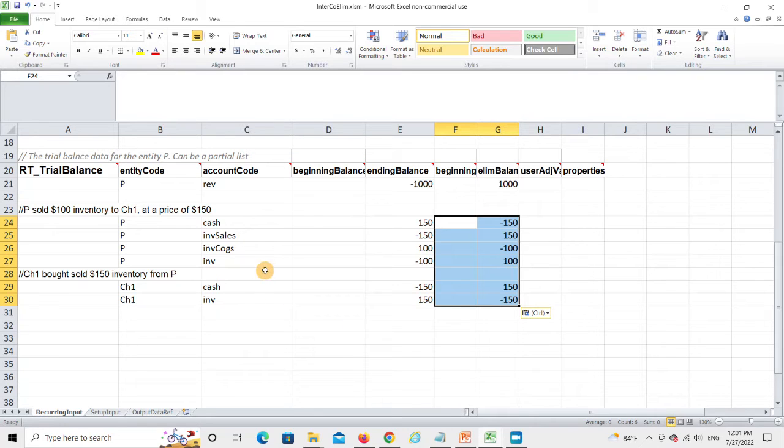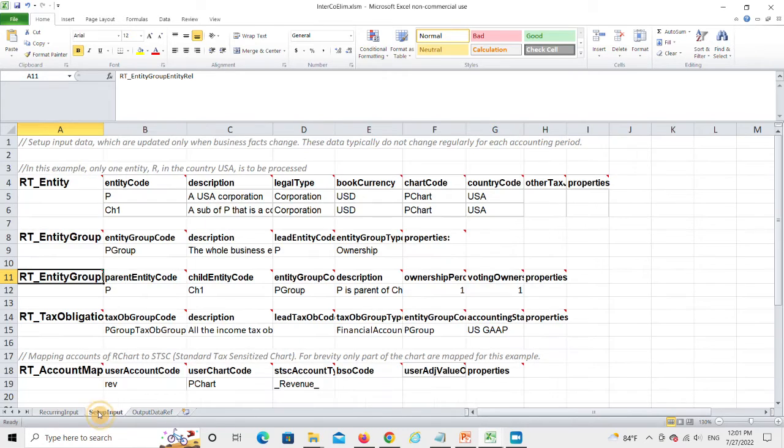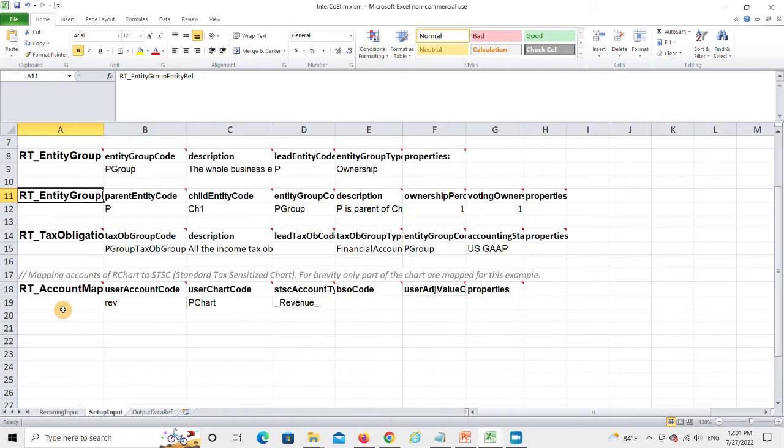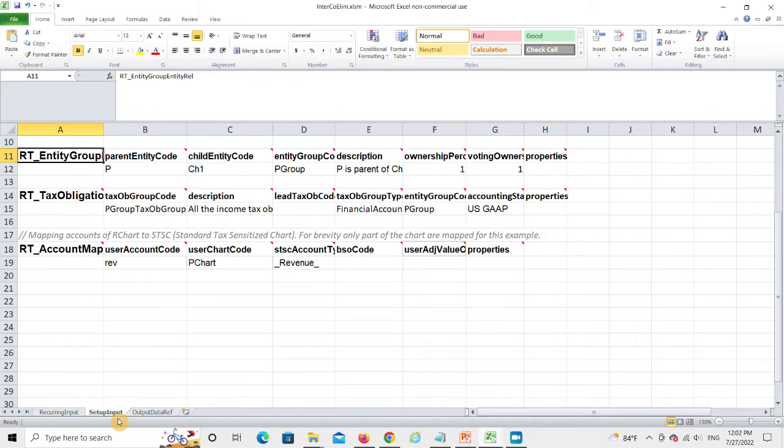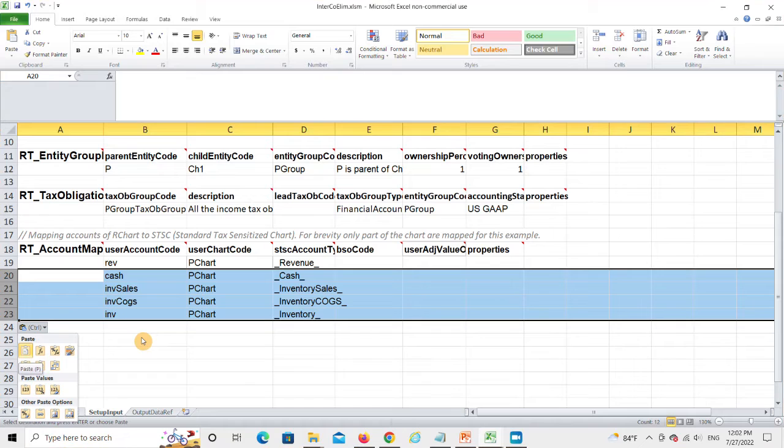We also need to tell the engine what exactly those accounts are, the cash and inventory and so on. We need to tell the engine by adding additional account mapping records in the setup input sheet. So here are the additional account mapping records. The engine would know cash really means the standard cash account, cost of goods sold, inventory, and so on. So that's it. We're going to save it, and we're going to submit it to the engine.